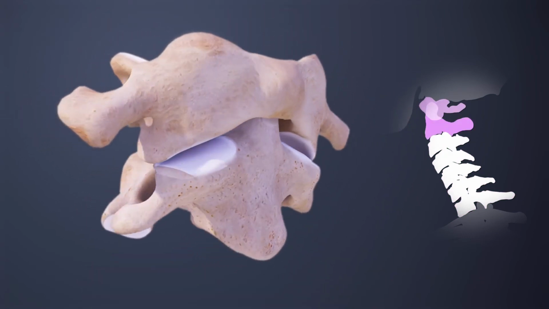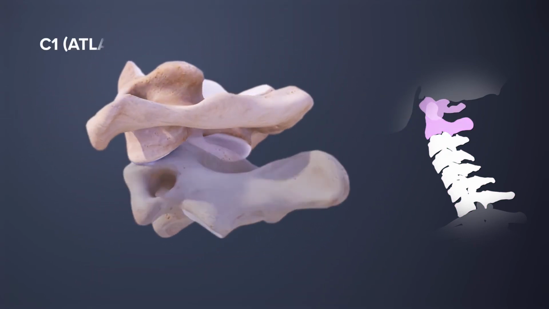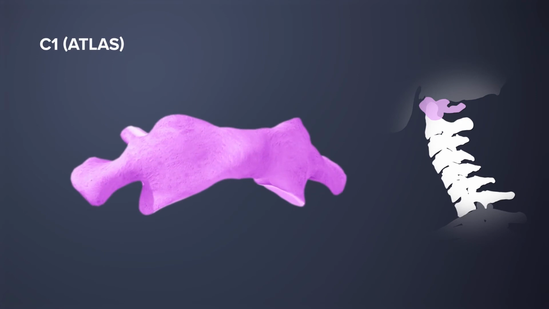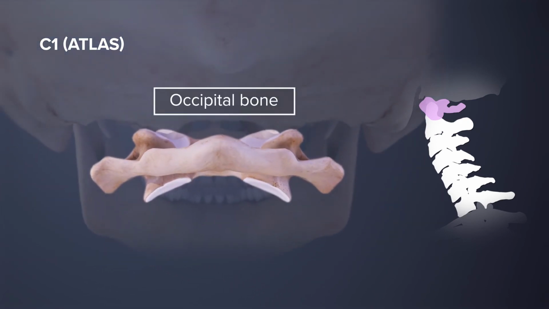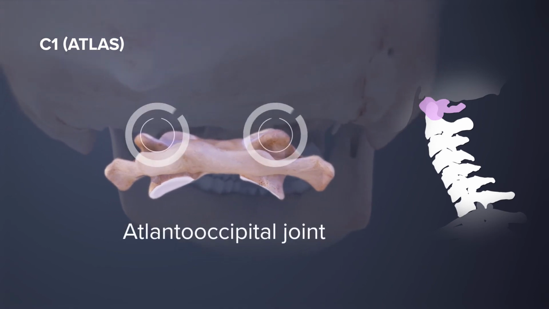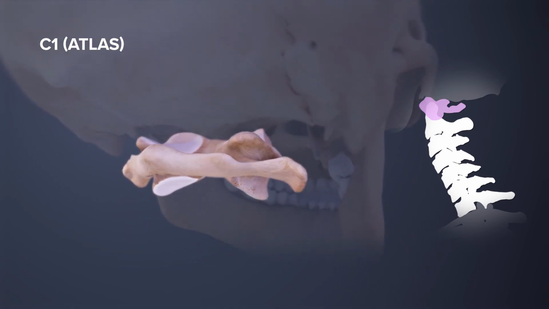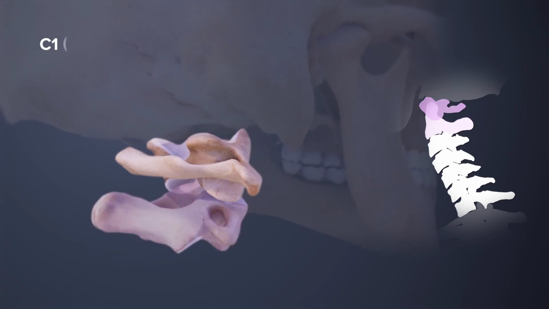C1 and C2 are considered atypical vertebrae. The C1 vertebra, called the atlas, is shaped like a ring. It connects to the occipital bone above to support the skull and form the atlanto-occipital joint. Much of the head's forward and backward motion occurs here.